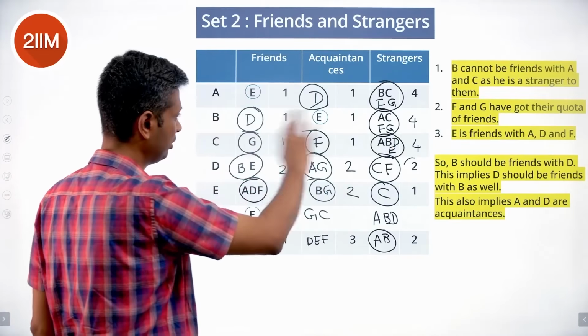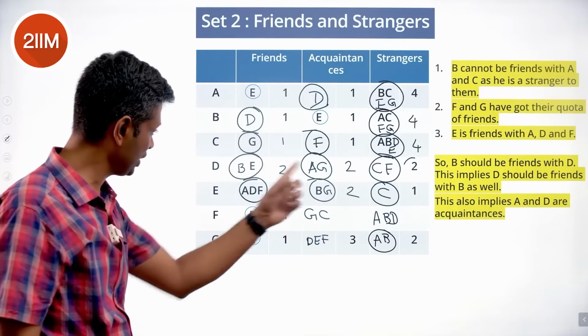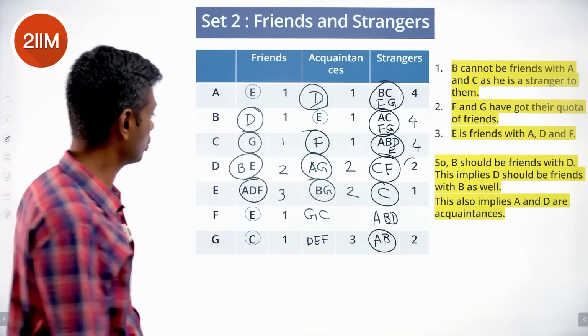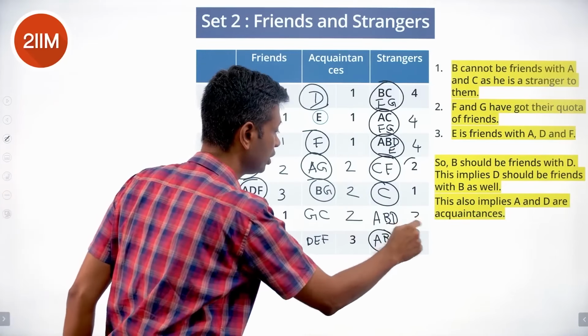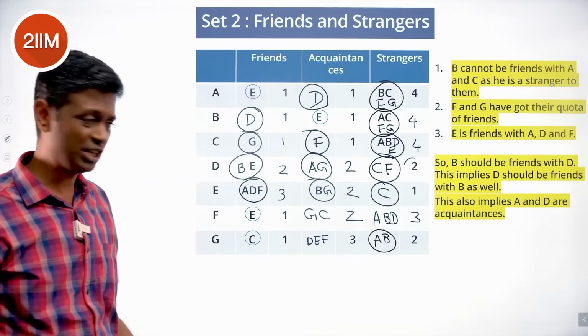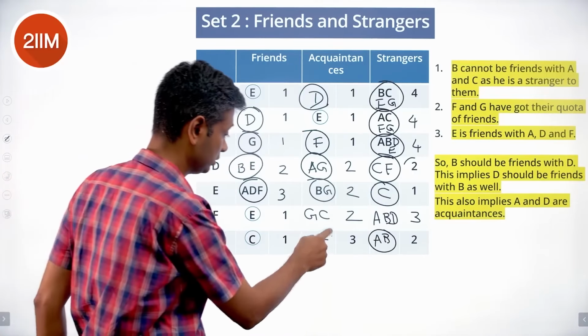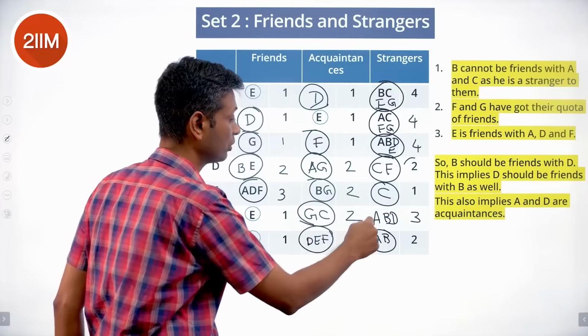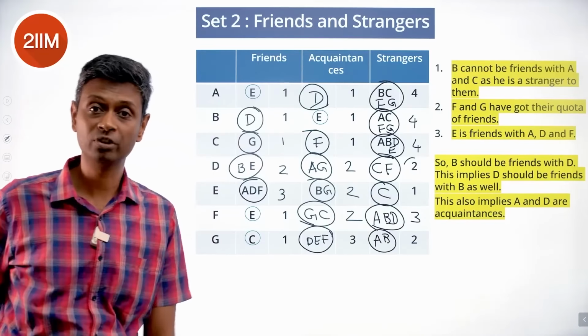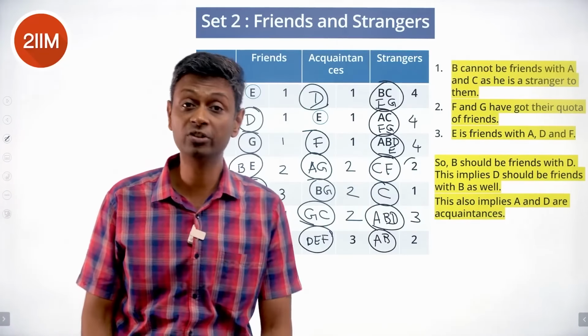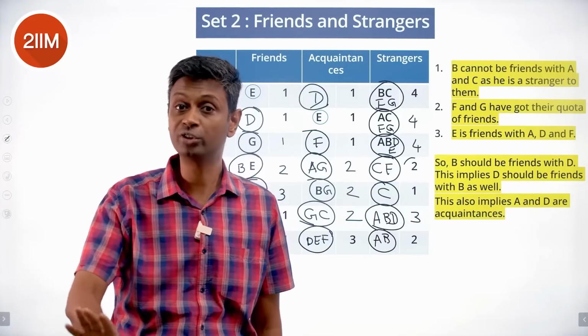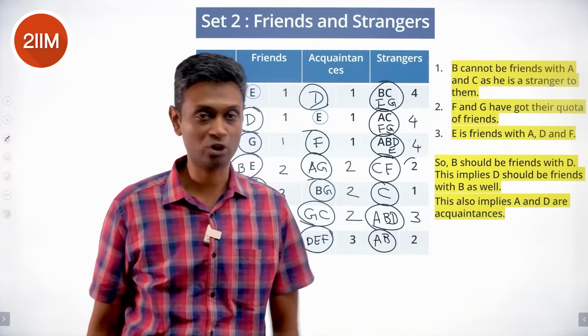A is complete. B is complete. C is complete. D is complete. E is complete. F is also complete. This is 2. This is 3. Which must mean G is also complete. This is complete. This is complete. So we fill the entire grid out. It seems swimmingly easy. It was not at all this easy in the context and pressure of an examination.